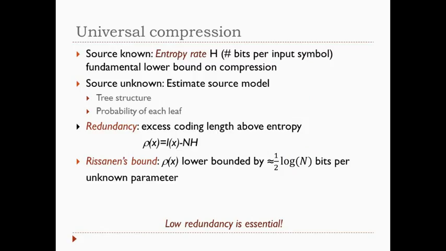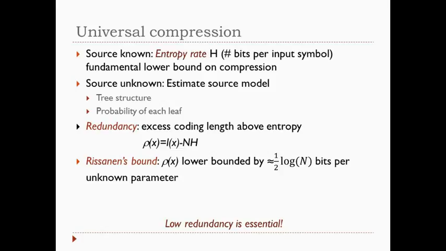We'd also like to consider universal compression, which is the case where the input statistics are unavailable. Now, hypothetically, if they were available, if the source was known, then the entropy rate denoted by h is the number of bits per input symbol on average. That's the fundamental lower bound on compression quality.